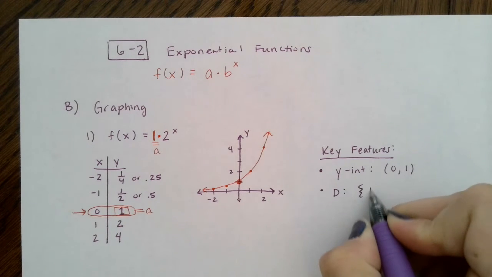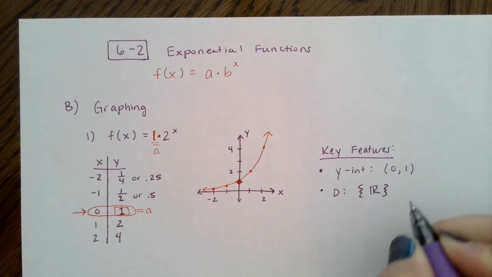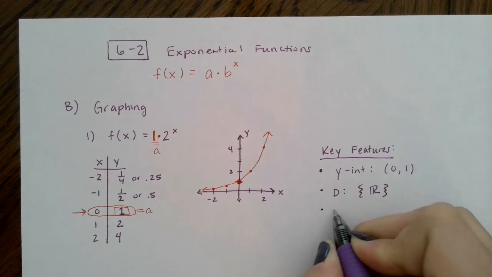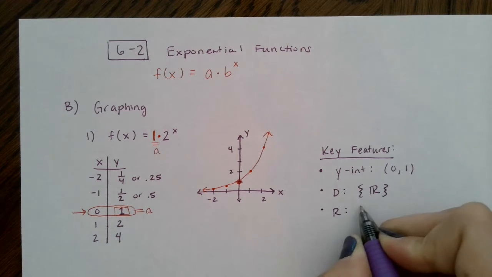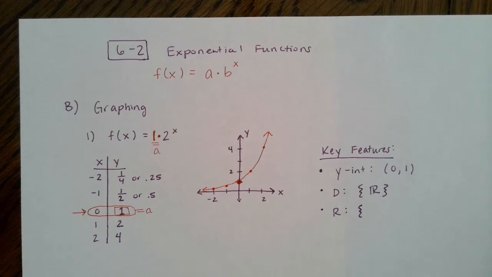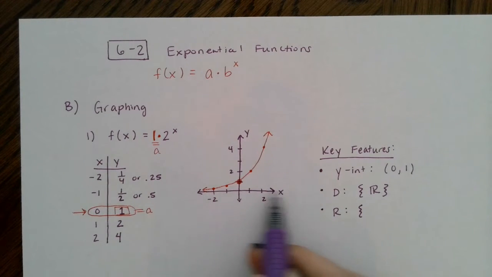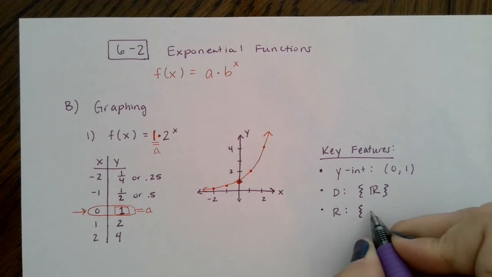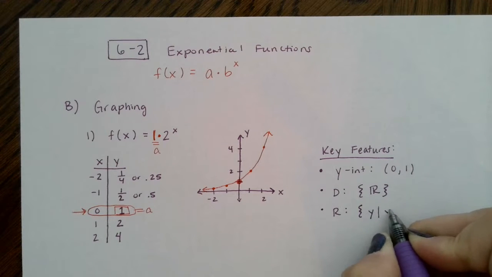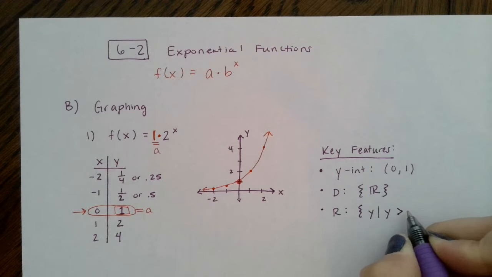Next is going to be the range. And we see that we didn't need the bottom two quadrants. Since we don't need the bottom two quadrants, we only need things that are greater than the x-axis, and the x-axis is actually a y equals line. So we're going to say y such that y is greater than 0. And that's because we can't go down into these negatives down here. We have to stay in the positives.